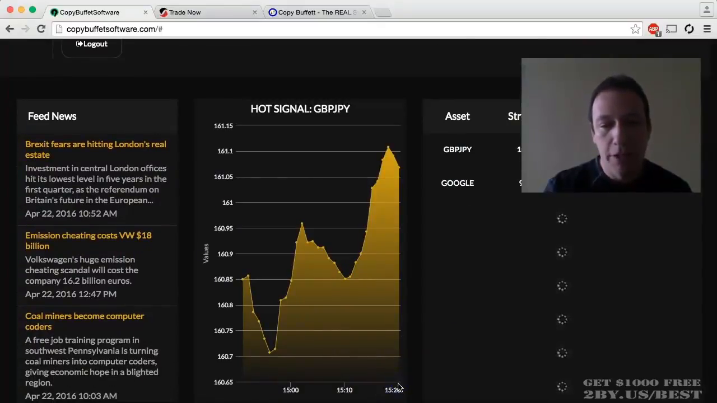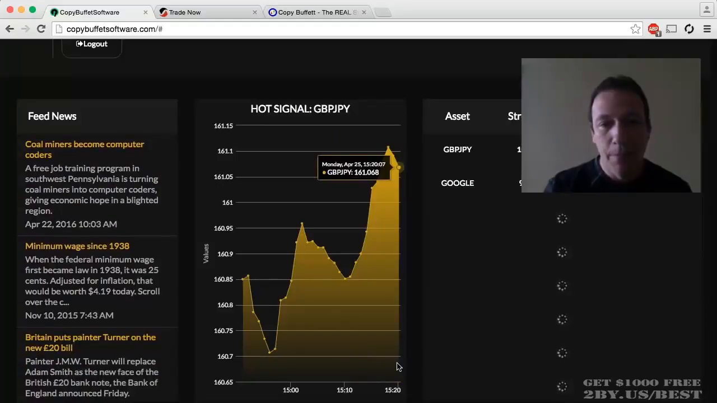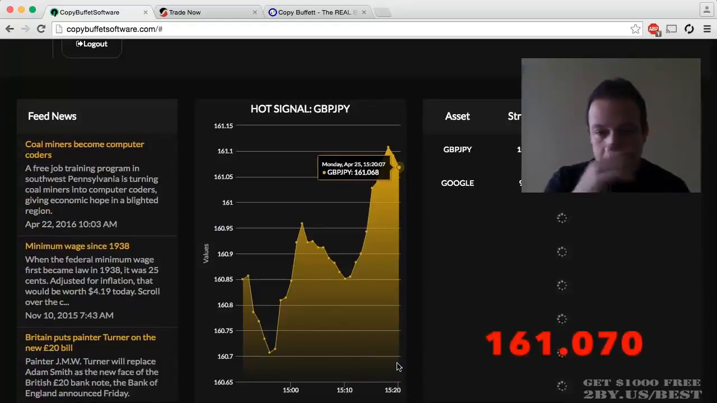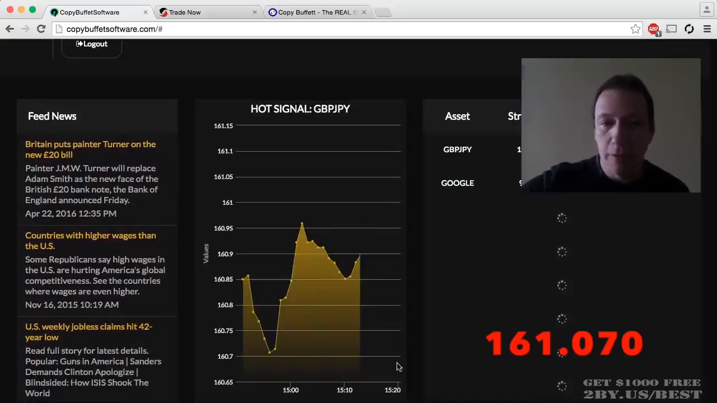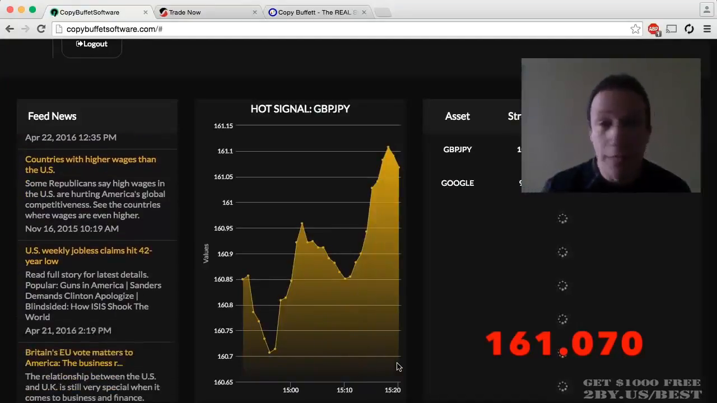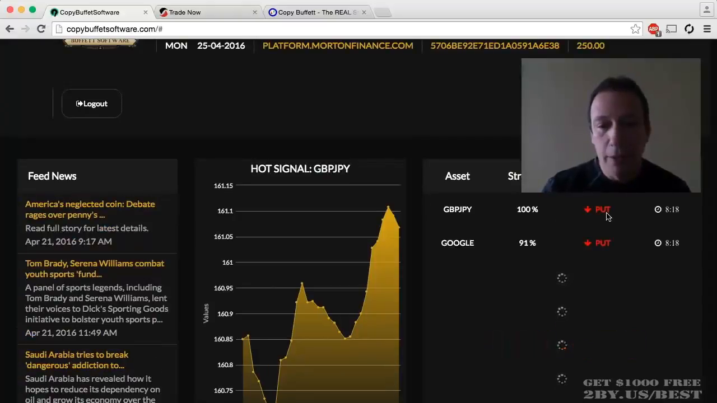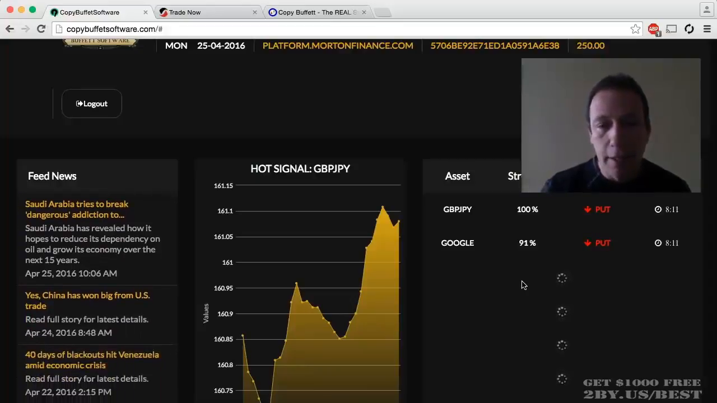So at 1520 GMT, this signal is going to be, as best as we can get it, approximately 161070. Okay, so we're going to write that down. Now we're going to use this as our strike rate. We're not going to enter right now. So now we're going to watch this asset and determine whether or not we can get a better strike rate than the one offered.